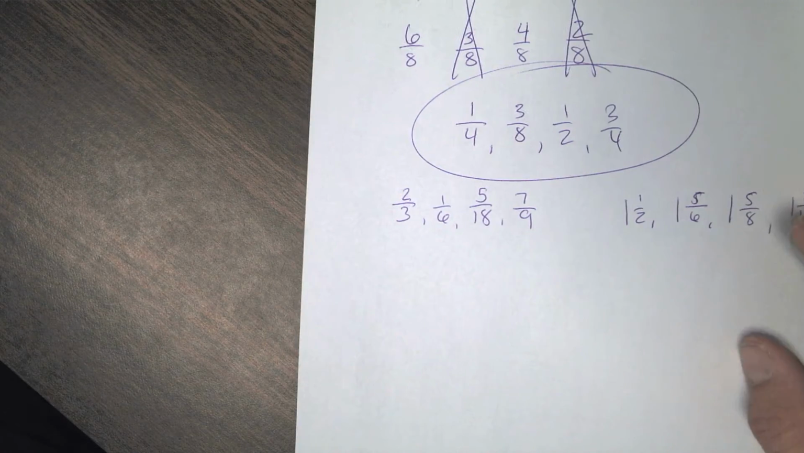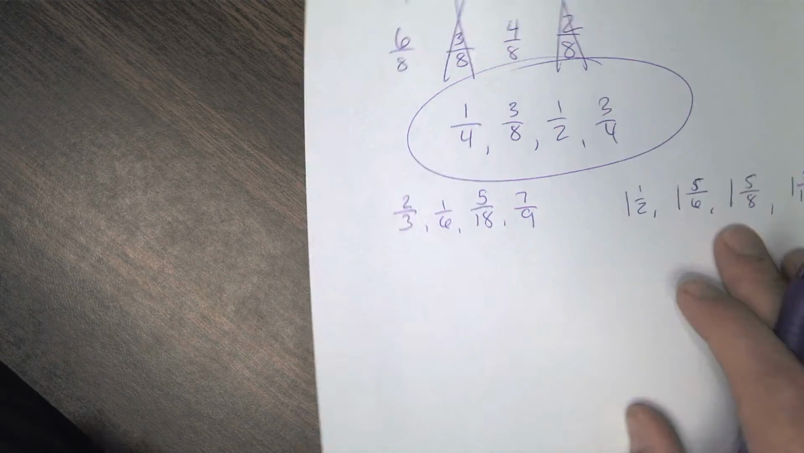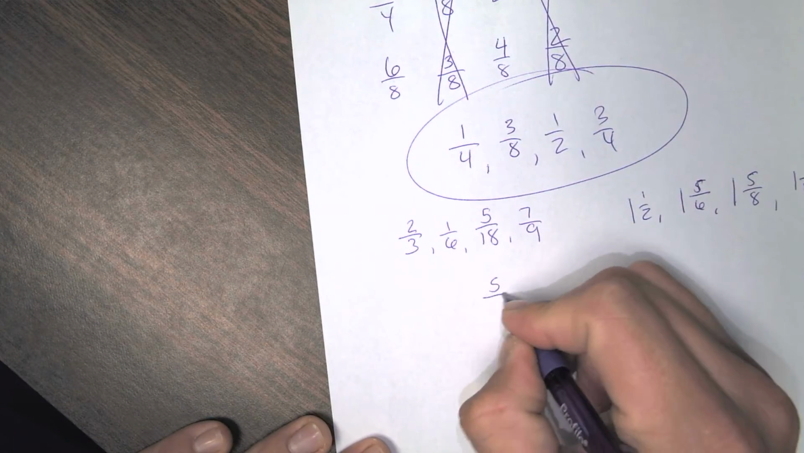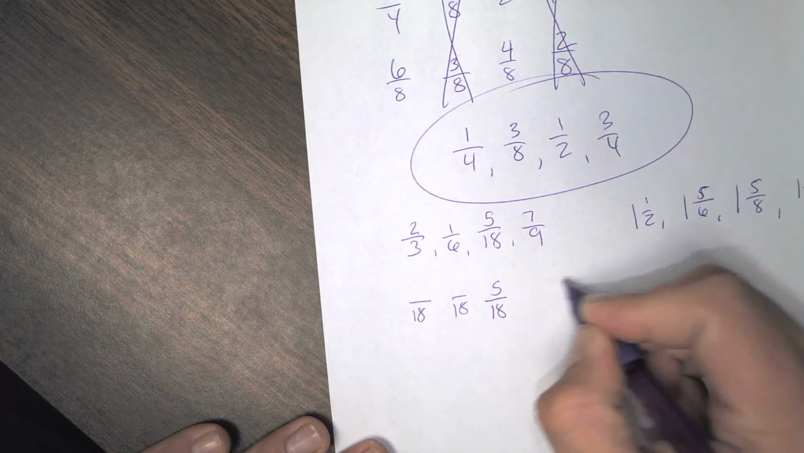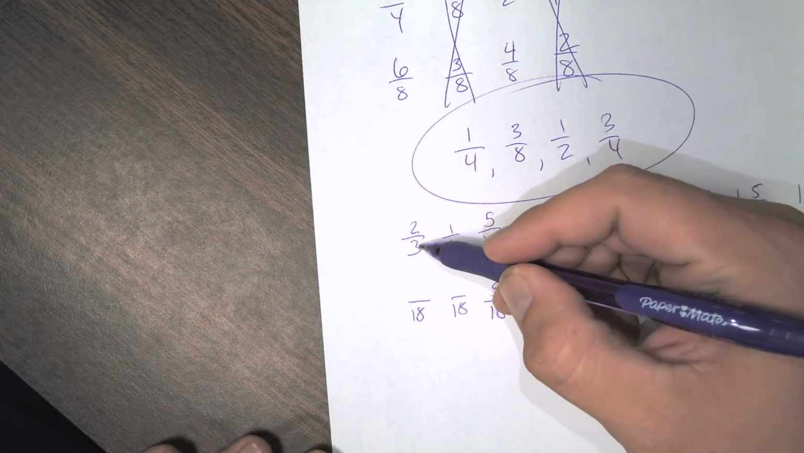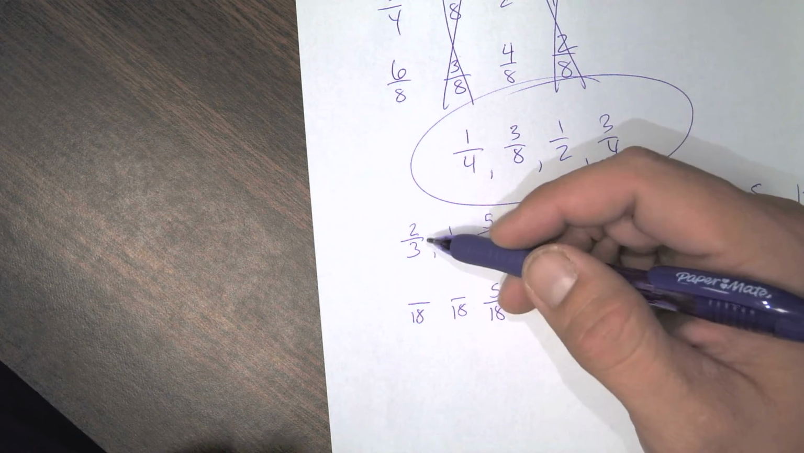All right, so number 5. We have 2/3, 1/6, 5 over 18, and 7 over 9. We have to get a common denominator here. What would be our common denominator for all of these? 18. So the good thing is I don't have to change the 5 over 18. I'm going to leave that one alone. But the rest of them have to have 18 on the bottom. So what do we got to do to 3 to get to 18? Camden? Multiply by 6.